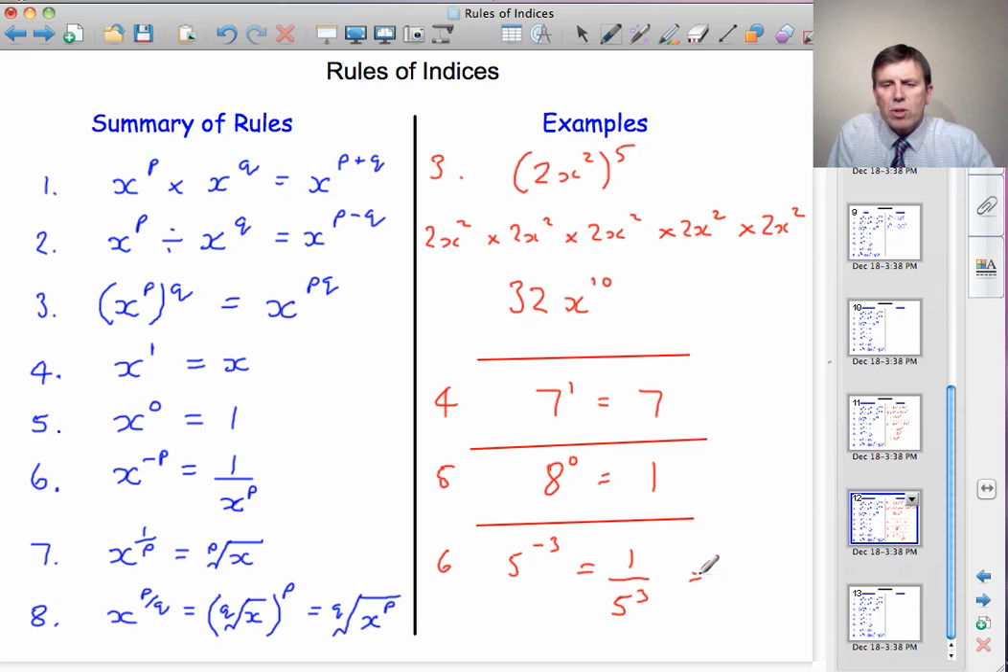And now I can concentrate on evaluating that denominator. 5 cubed is 5 times 5 times 5, which is 125. So the answer is 1/125th.